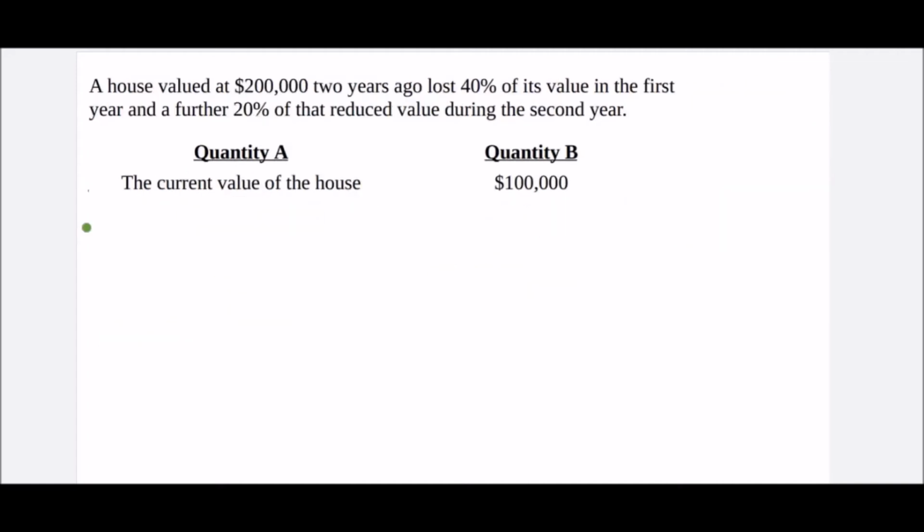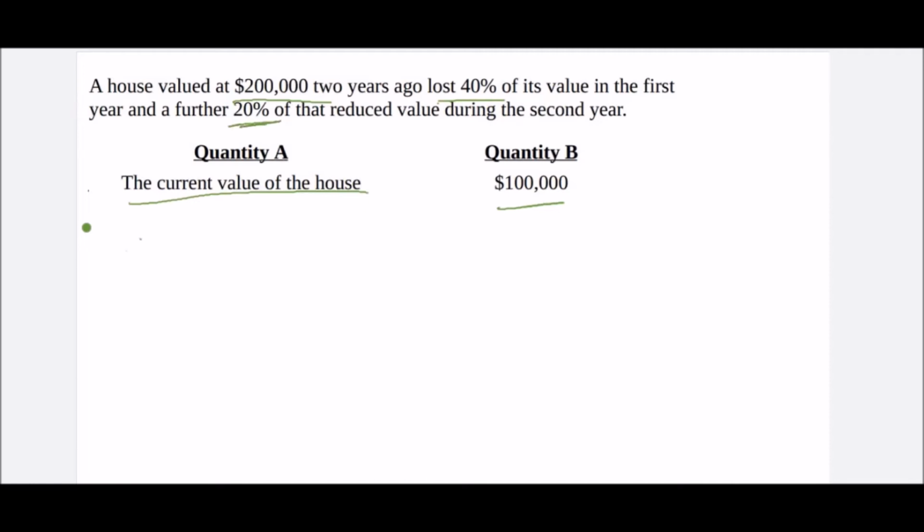Our next question is, a house valued at $200,000 two years ago lost 40% of its value in the first year, and a further 20% of that reduced value during the second year. We have to find, for quantity A, the current value of the house, and quantity B is already given, $100,000. This condition is also the same as before. See, the initial value is 200,000. In the first year it loses 40% of its value, and in the next year it further reduces by 20%.